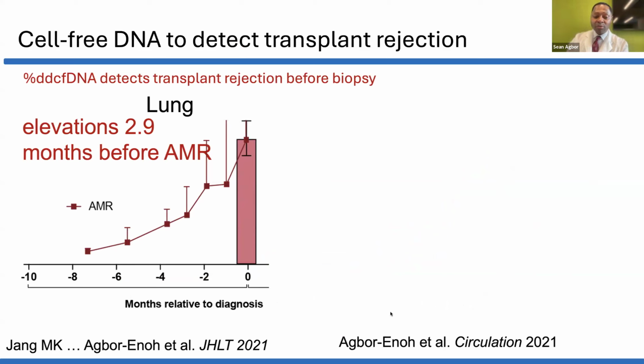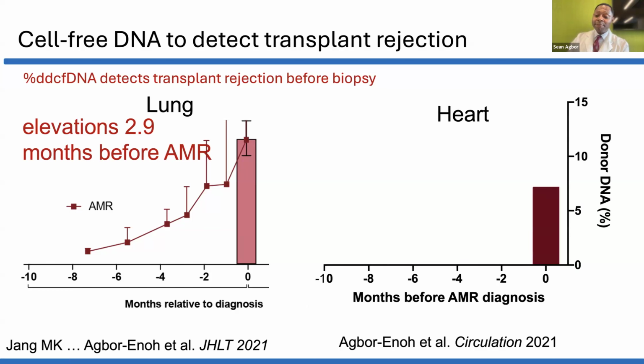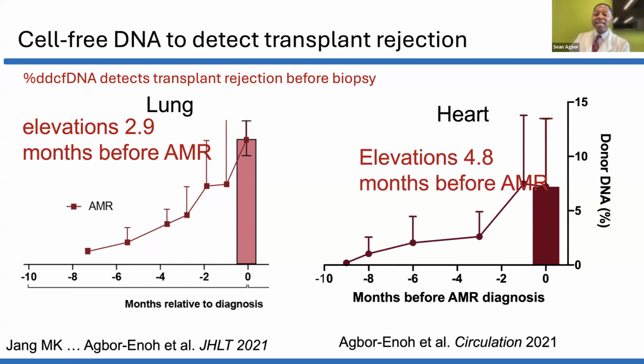This is some work that was done by Moon from the Graft Consortium. We've shown this in lung transplant, and we've shown a similar pattern in heart transplant as well: a rise in cell-free DNA preceding that diagnosis of antibody-mediated rejection.